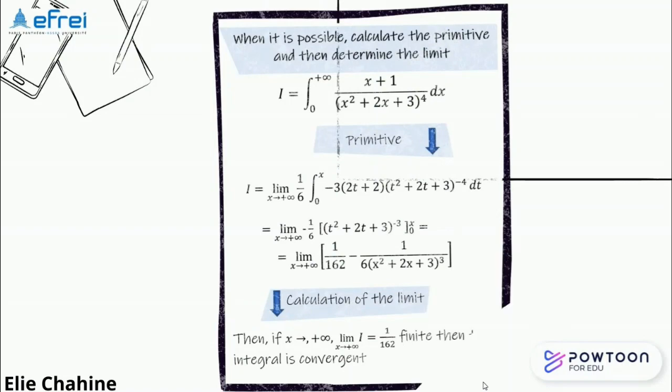So, how can we find the value of the integral sometimes? In fact, sometimes when the primitive of a function can be determined, it's interesting to calculate the primitive, then the limit at the problematic point of this primitive. If the limit is finite, then the integral is convergent.